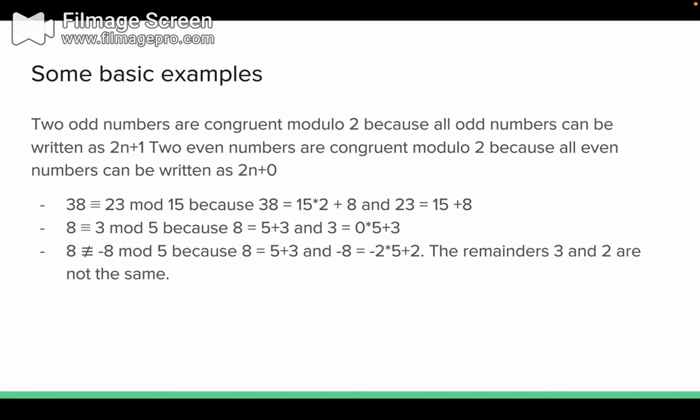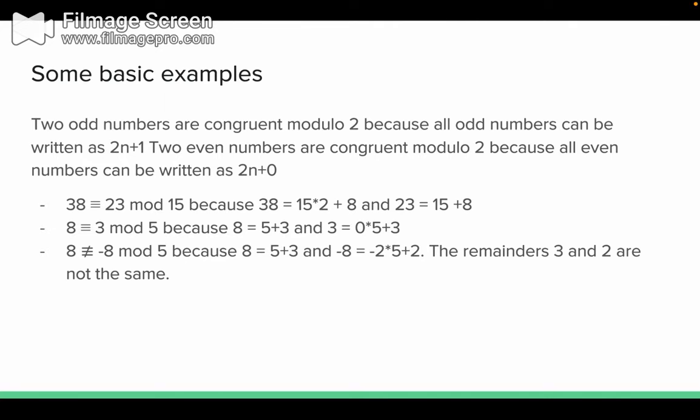So we say 38 is congruent to 23 modulus 15 because 38 equals 15 times 2 plus 8, and 23 equals 15 plus 8, which in these two cases the two remainders are the same. So 8 is congruent to 3 modulus 5 because 8 equals 5 plus 3, and 3 equals 0 times 5 plus 3. As you can see, those remainders are the same.